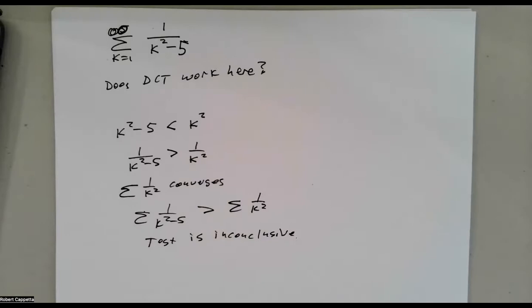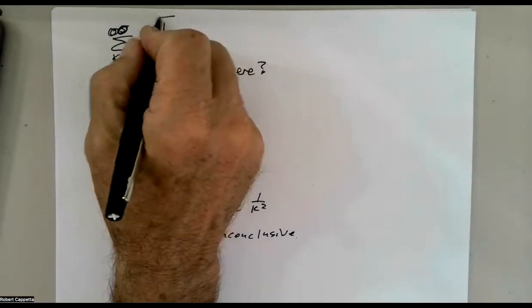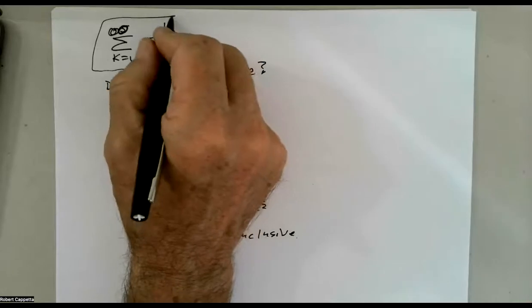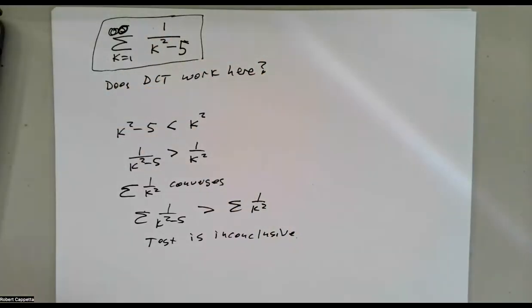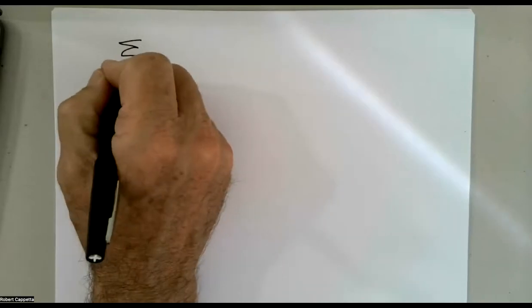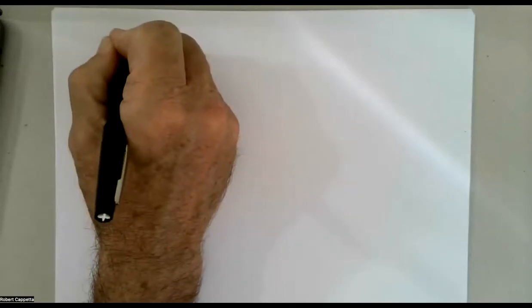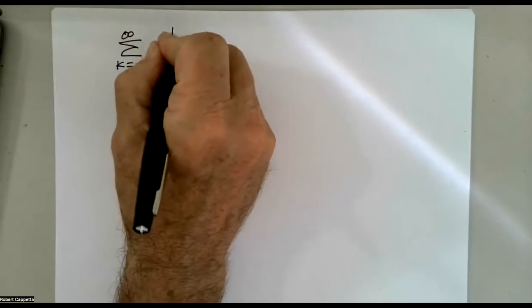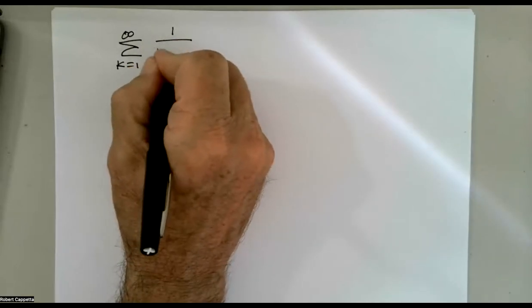And that's our issue, right? I mean, the direct comparison test only works for a relatively small number of series. But we want to go ahead and do this. And we're going to answer our question using something called the limit comparison test. So taking a look at this, we've got the sum as k goes from 1 to infinity of 1 over k squared minus 5.